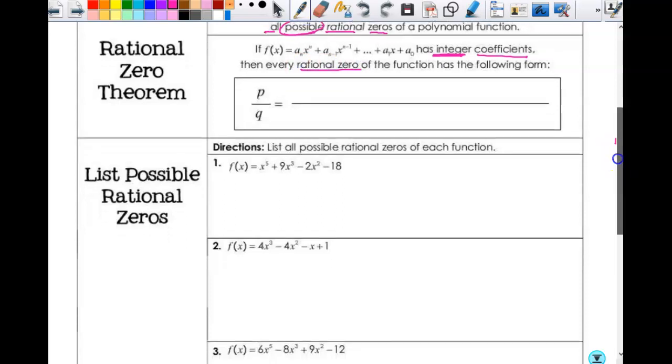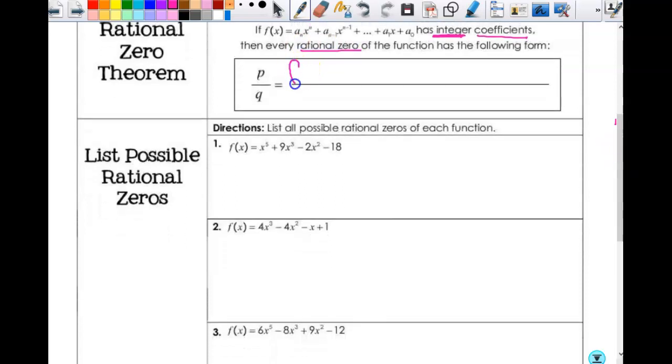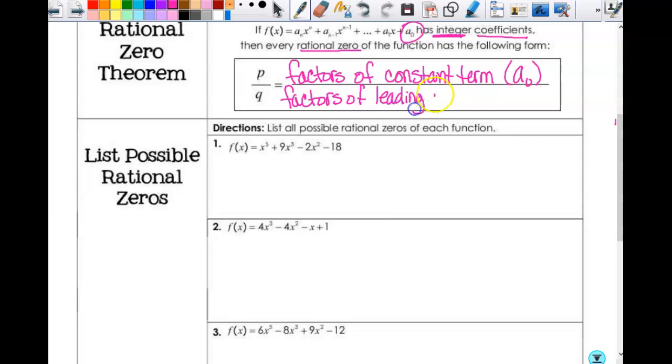P over Q, where the P is going to be the factors of the constant term. And that's this right here. So that's a sub zero. So it's the factors of that over the factors of the leading coefficient, which is a sub n, which is this number right here. Okay.